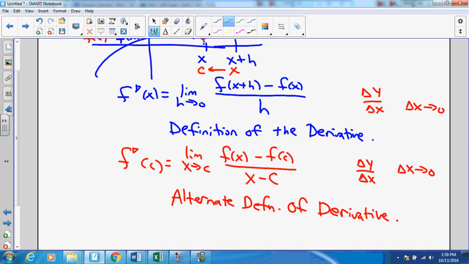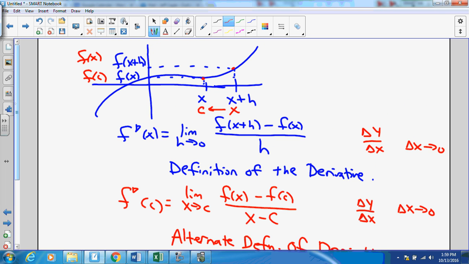What's the same in both cases is we've got a delta y over delta x, and delta x goes to 0. What is different is the way in which we label the points, and because we label the points differently, therefore the limits are different. So the most common mistake I see is to have x go to 0.